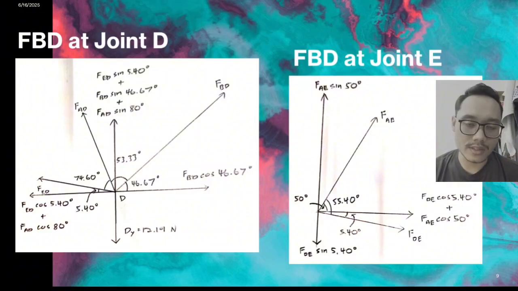Last but not least, FBD at joint E. The angle for FAE is sin 50 degrees. FDE sin 5.40 degrees and FDE cos 65.40 degrees plus FAE cos 50 degrees.